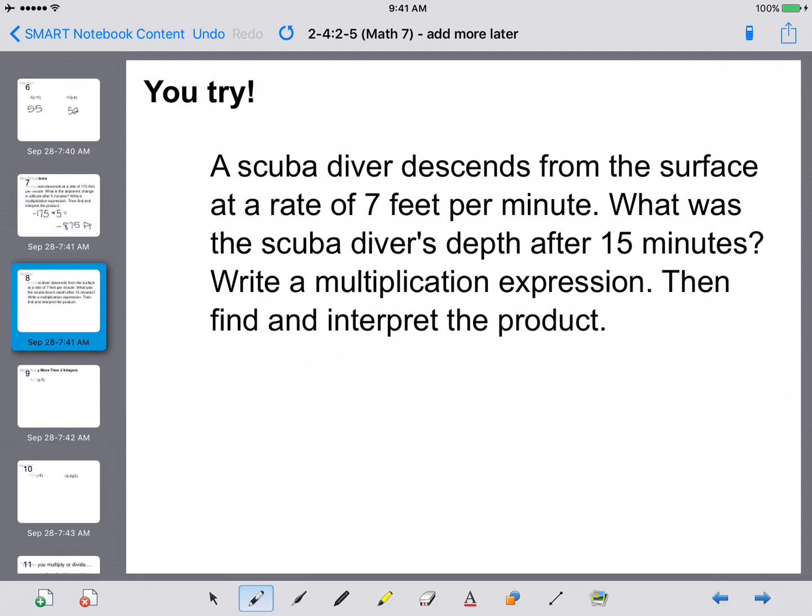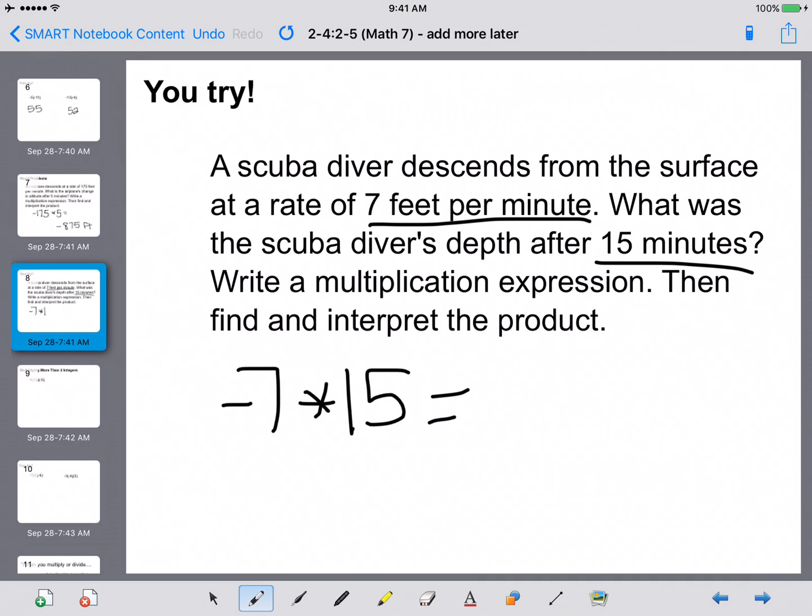So it says the scuba diver descends from the surface at a rate of 7 feet per minute. What was the scuba diver's depth after 15 minutes? Write a multiplication expression, then find and interpret the product. So he's descending from the surface, so he's going down 7 feet per minute. We want to know after 15 minutes. So 7 can be represented as -7 since he's going down. We want to know, since it's 7 feet per 1 minute, how many in 15? We're going to multiply that -7 by 15.